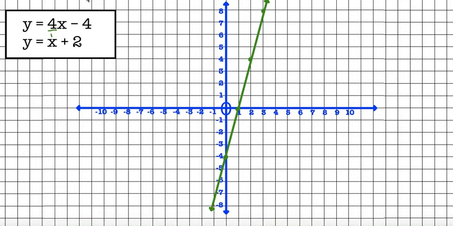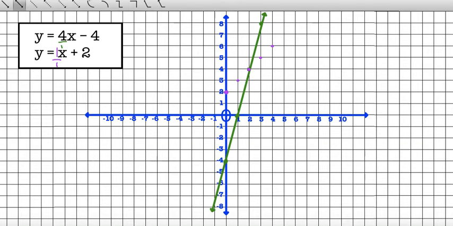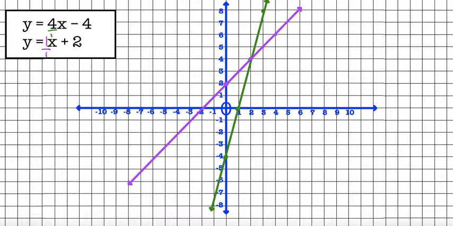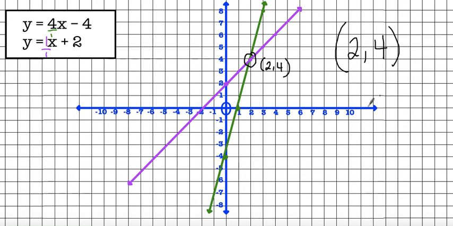Then we're going to do the same thing for our second equation. Our second equation is y is equal to x plus 2. Our y-intercept is 2, and our slope is 1 over 1, so we're going to go up 1 to the right 1, up 1 to the right 1, and so on. Let's draw our line. Here we see that our two lines meet once, so it's one solution, and they meet at 2, 4. So our one solution is 2, 4. And that's it.